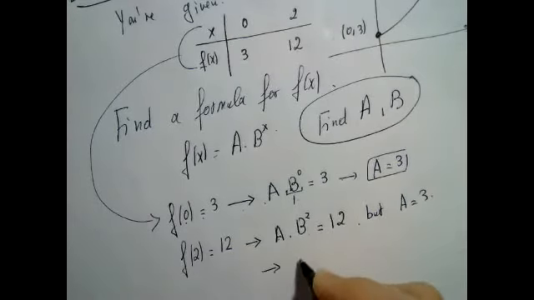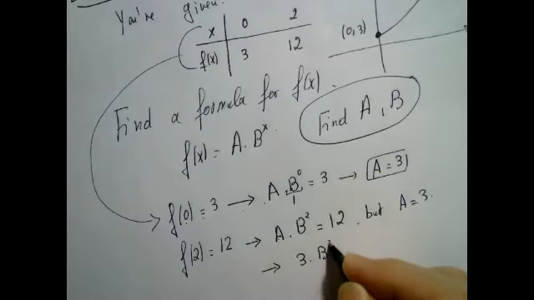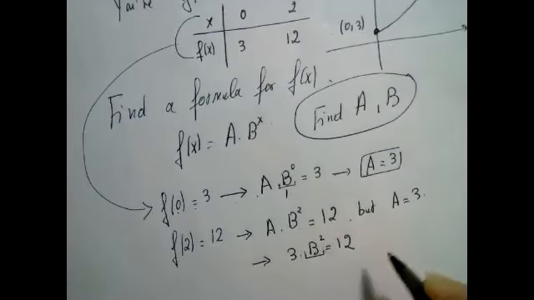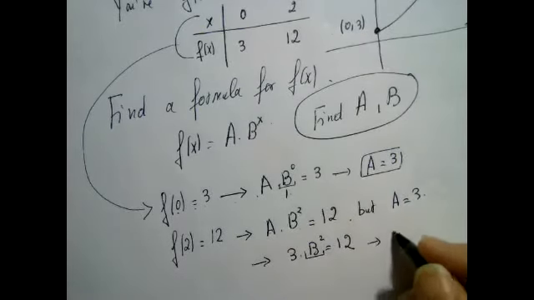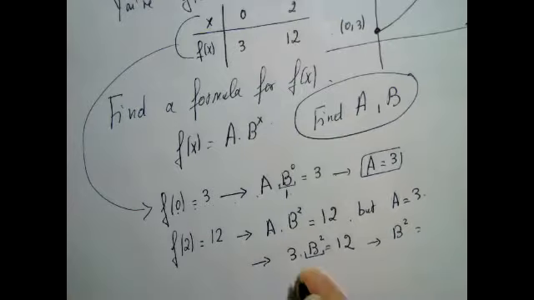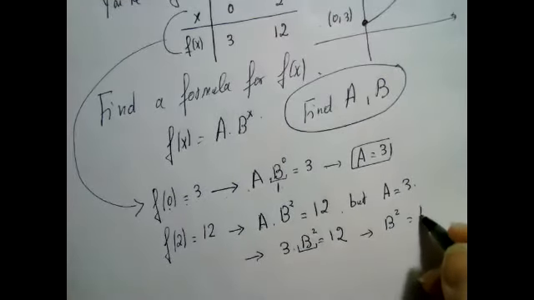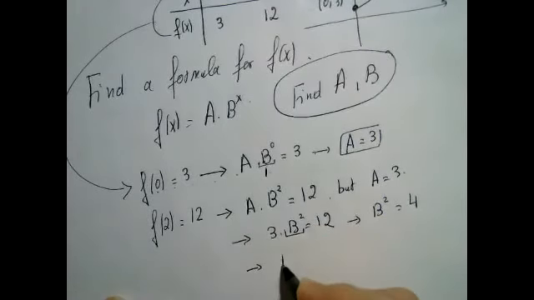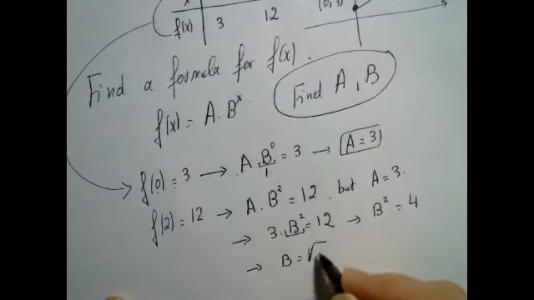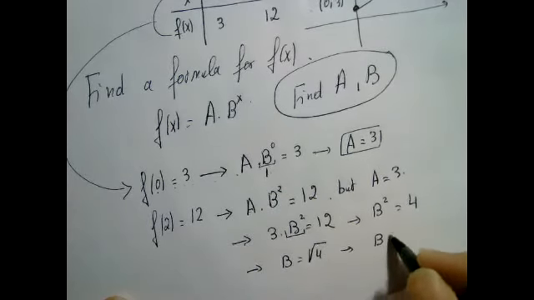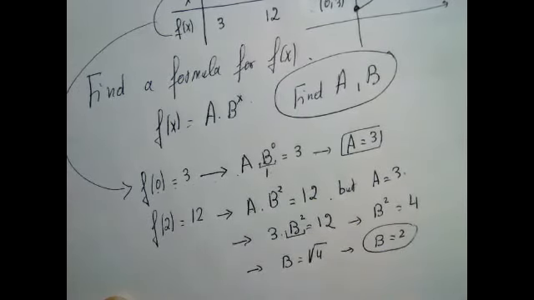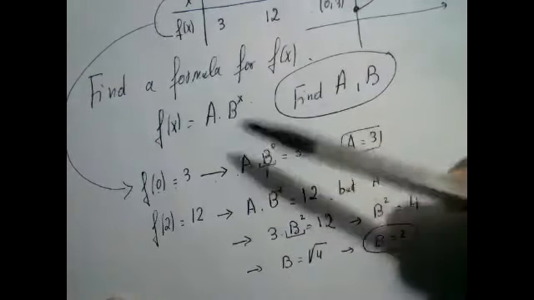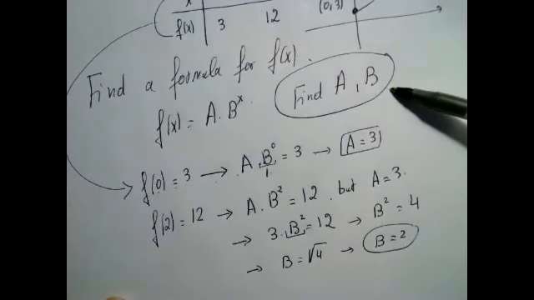So it means that 3 times b squared is equal to 12. Now I want my b squared, so I divide by 3 on both sides. That gives me 4. Now I need to solve for b. It means b is the square root of 4, so b is equal to 2. The goal here is to write the formula for the exponential function; we need to find the a and the b.